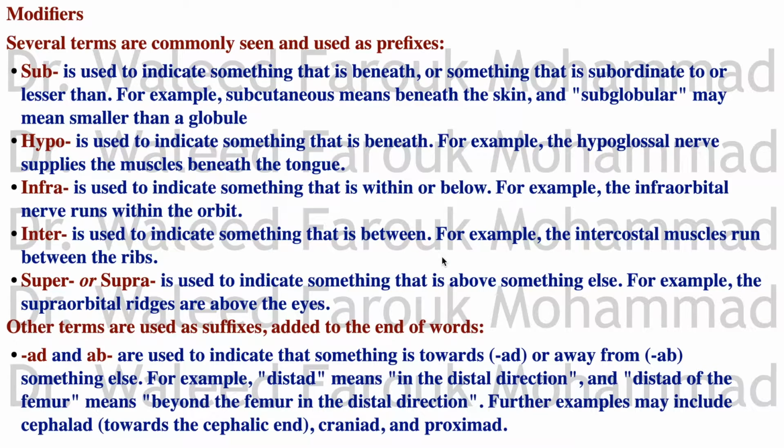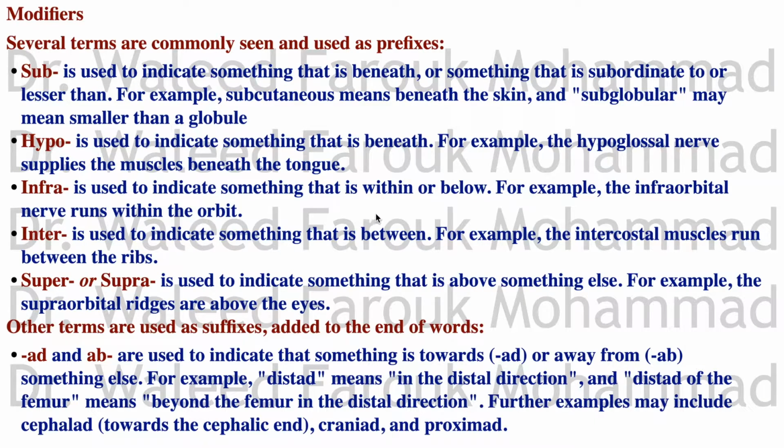Several terms are used as prefixes. For example, sub indicates something that is beneath, like the subscapularis. It's beneath the shoulder muscles. Hypo also indicates something that is beneath, like the hypochondriac region. Hypochondriac region means beneath the ribs, like the stomach lies in the left hypochondriac region.